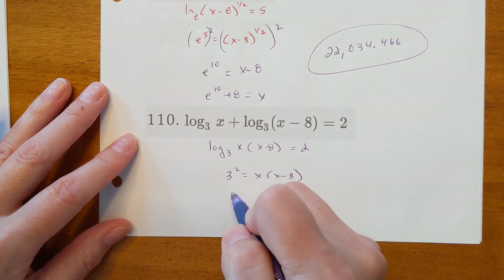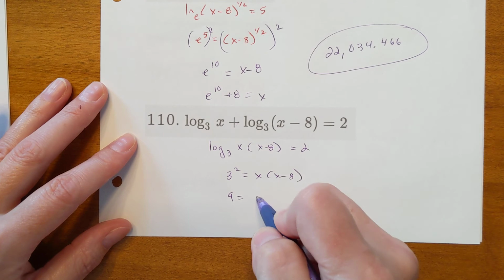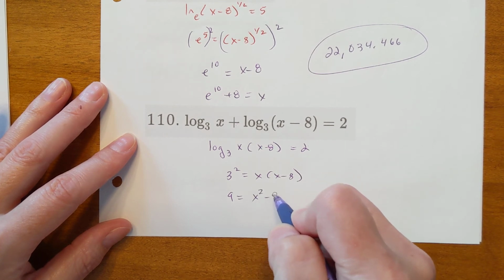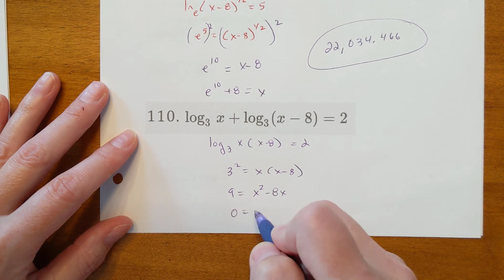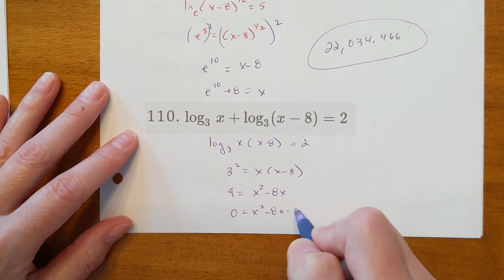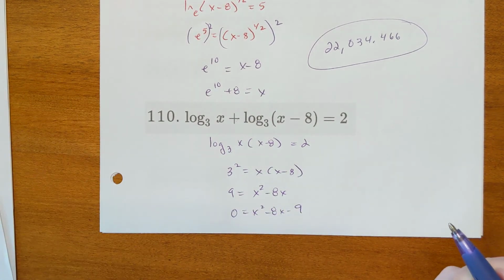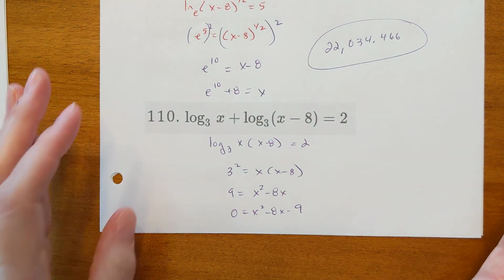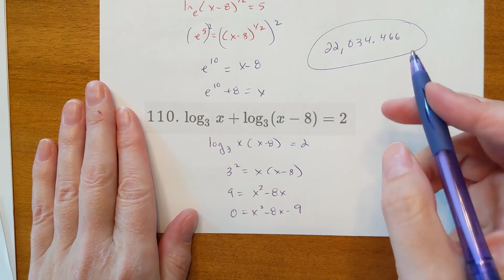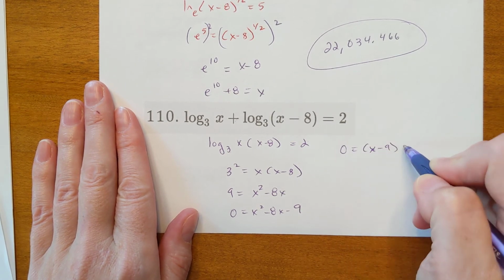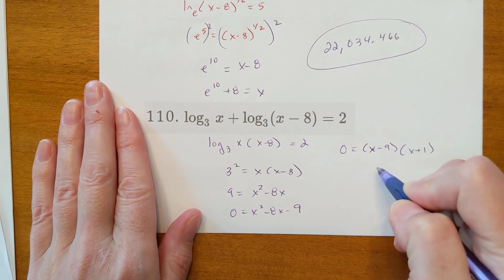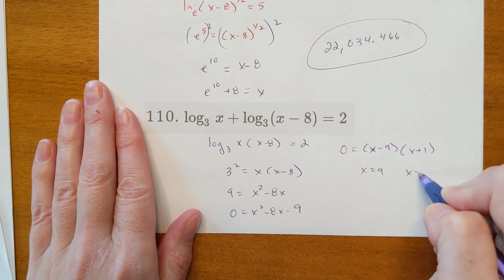And 3 to the 2nd is 9. Multiply across by x, so that makes x squared minus 8x. Move the 9 over, so that makes x squared minus 8x minus 9. So again, you got a quadratic equation. That's why I solved it for 0. And I'm going to go ahead and factor it now. It factors into x minus 9 and x plus 1. So you got the answers 9 and negative 1.